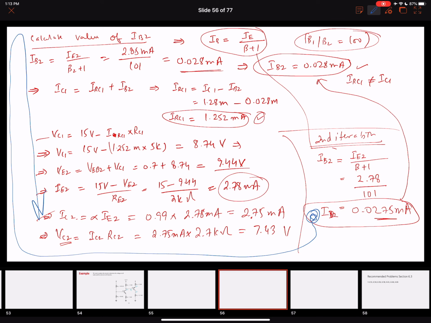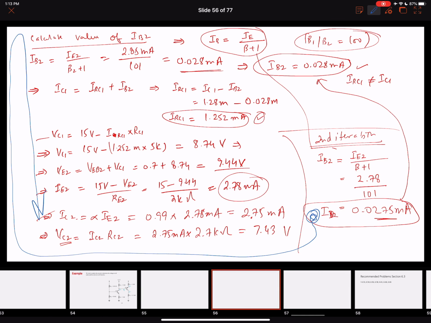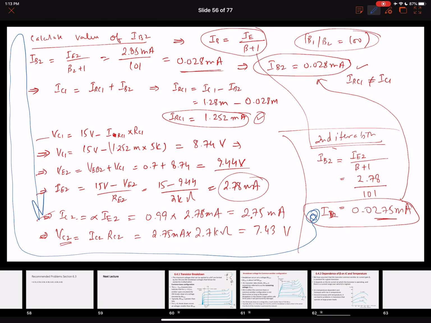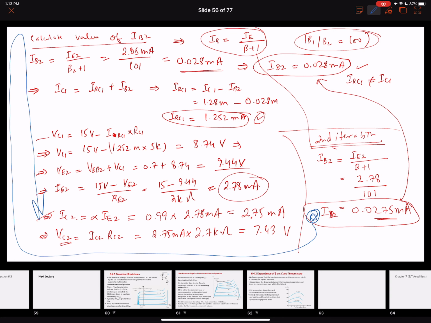All right, so with that, this was our final example of this chapter that we wanted to do. Now I want to discuss a couple of very quick concepts before wrapping up our lecture.